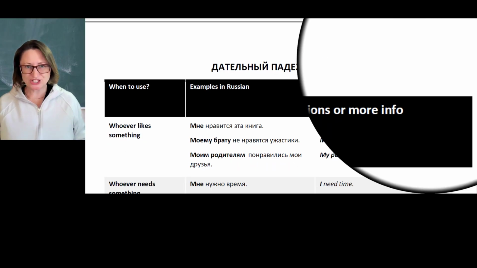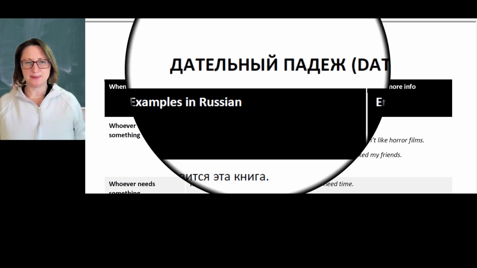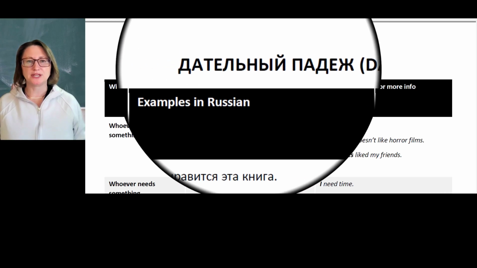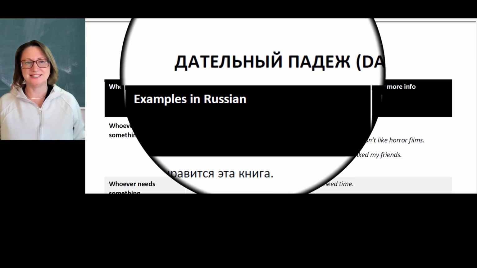Okay, so here we have our chart, and today we're working with дательный падеж. Дательный падеж or dative case. And дательный goes back to the word дать, to give. And remember, whoever we give something to is the indirect object, and that's dative. But we'll work through this context and many other contexts today.